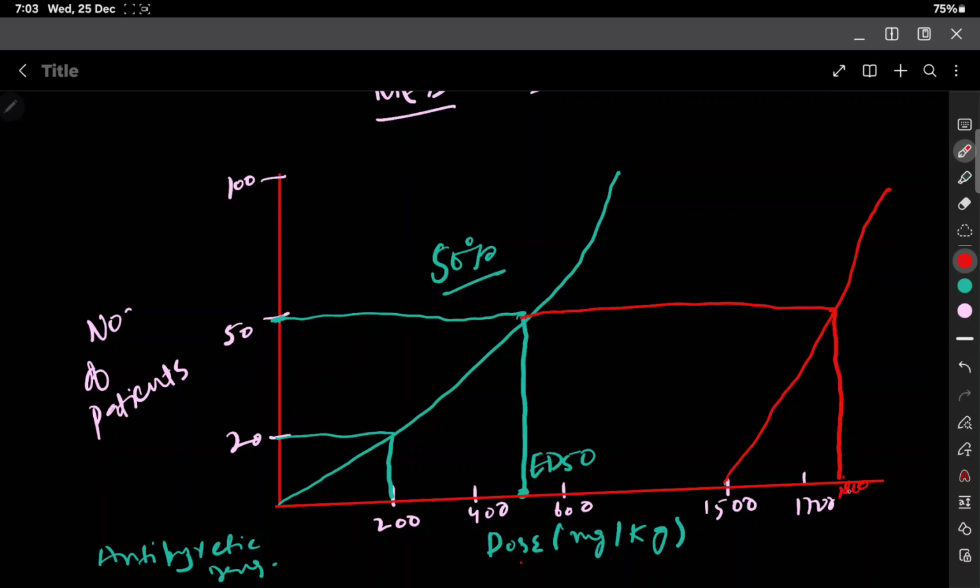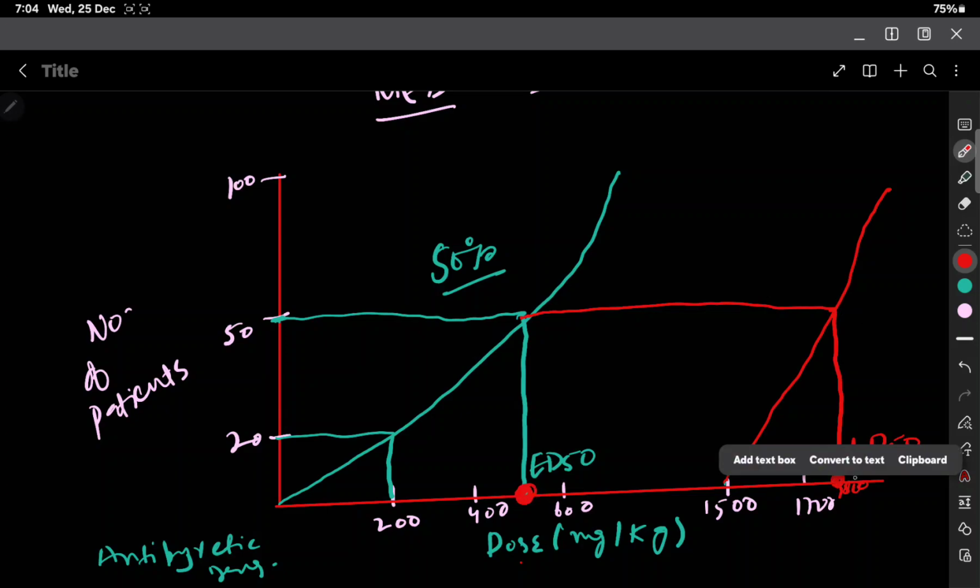Okay, this point here is 1800. So now at this point, at the dose of 1800, how many people are showing the lethal effect, which is called the toxic effect? 50% of the population is showing the toxic effect here. So this point will be called LD50. This is the LD50, this one is the ED50, this point here is LD50.